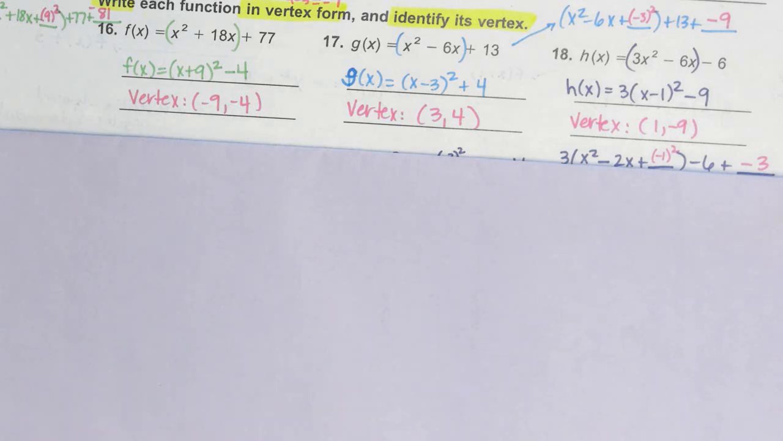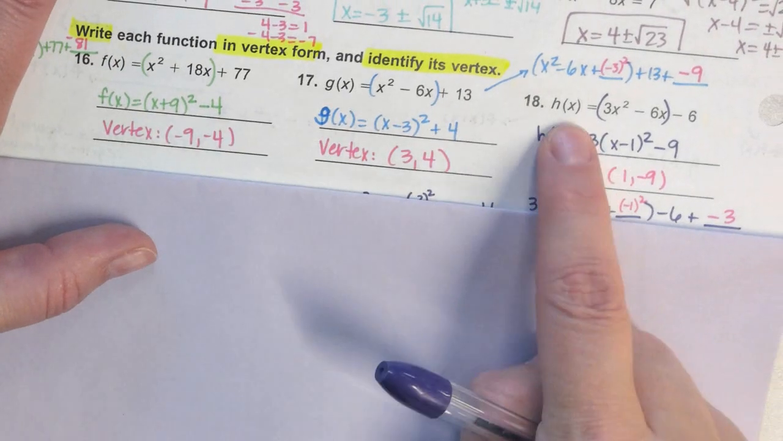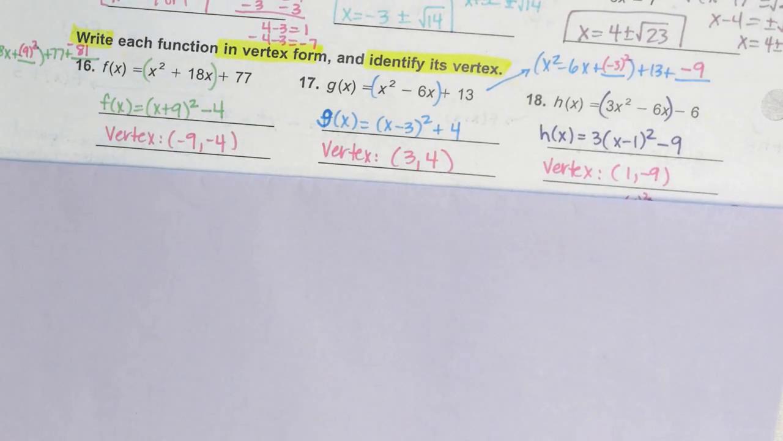So one thing I do want you to check is to write the function in vertex form. If you're writing it in vertex form, you should have f of x equals, or g of x equals, or h of x equals. You have to have that part of it. Okay, it is a function. And then your vertex for 16 is -9, -4. For 17, you should have 3, 4. 18 is 1, -9. Okay, we'll definitely do 18 together.